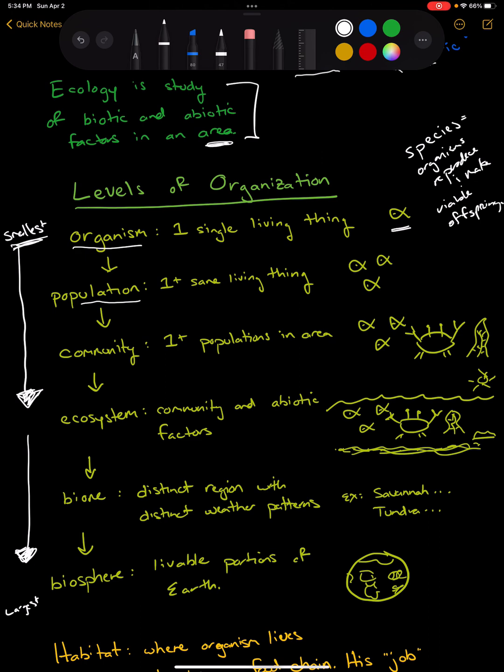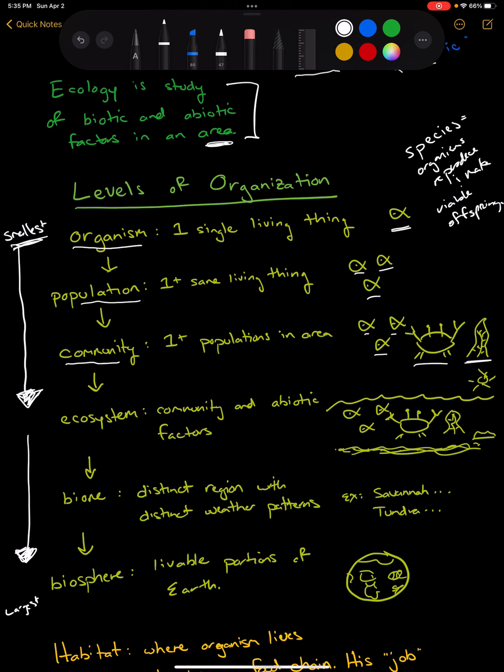So I start with an organism, and then when I have multiple of my organisms, so now I have several fish here, I have a population. Well, when you have one or more populations in an area, that's when you get a community. So I have my few fish right here. I also have a crab now, and I have this aquatic plant. So I have a community. I have one or more populations in the same area.